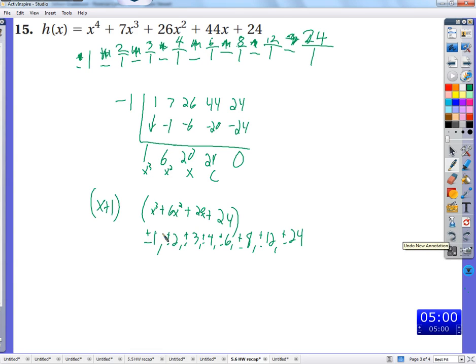How about any of the positive ones? Are those going to work? No, they weren't going to work here. They're certainly not going to work here. If there were zeros of this thing, there'd be zeros of that thing. And we know that this one can't have any negative zeros, or any positive zeros. So we can just discount all these.